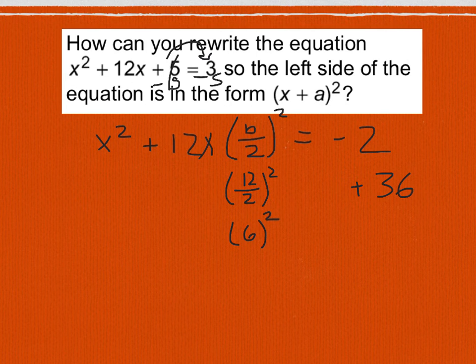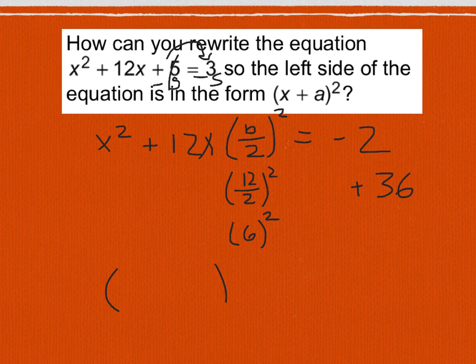Then you have to add the 36 to that side. So I put 36. This is equal to 36. So I'm adding 36 on this side of the equation, so I need to add 36 on that side too. Oh, you multiplied. 6 squared. Yeah, 6 times 6.